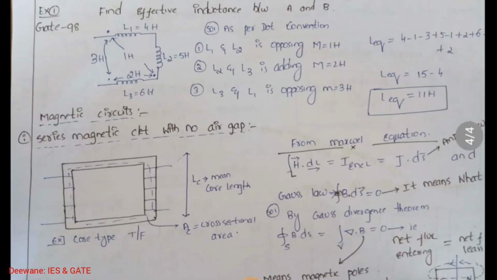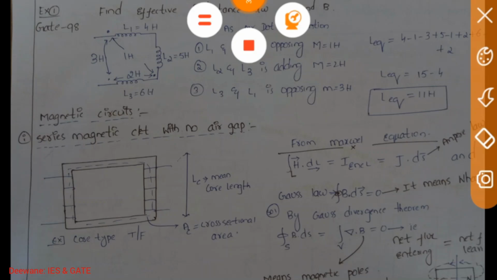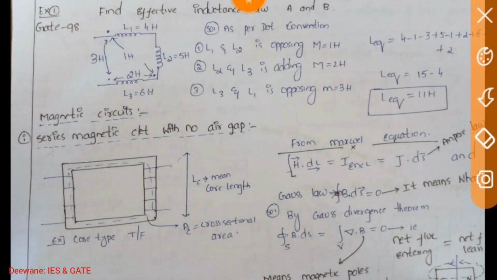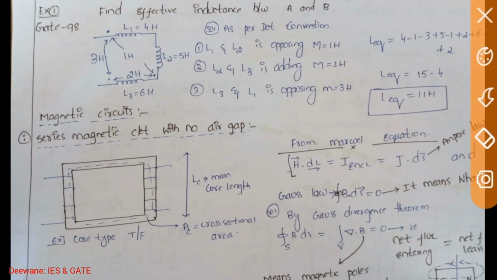Now friends, take this example to clearly understand. This is a GATE example I have taken, GATE 98. See how easy it becomes for you after understanding this concept. Solve this case: L1 is 4 Henry, L2 is 5 Henry, L3 equal to 6 Henry. The mutual inductances are 1 Henry, 2 Henry and 3 Henry. The dot terminals are shown like this.